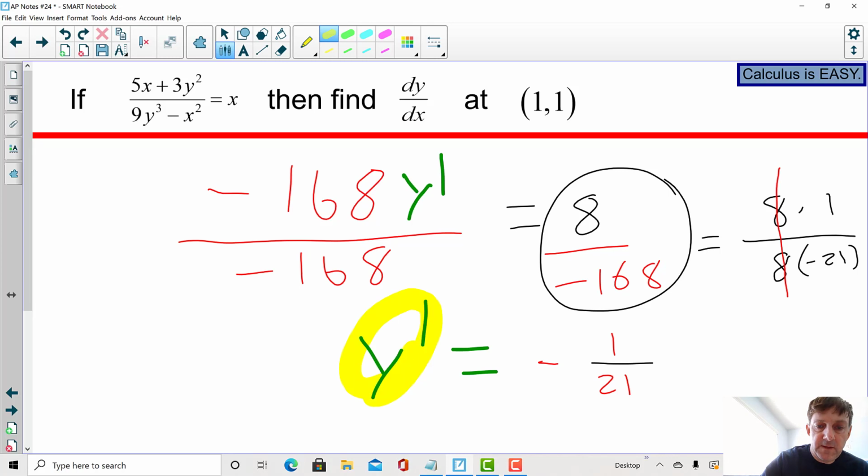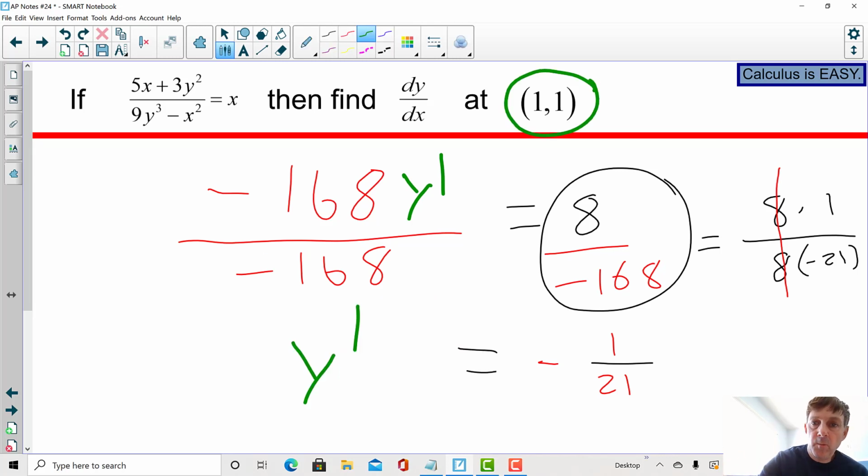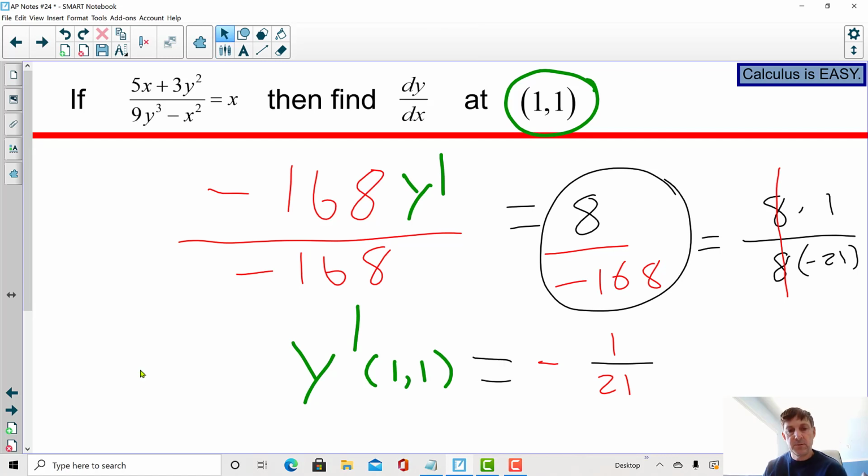Now right here, this is not the best notation, so let's try to fix that. Because we plugged in the 1, 1, we really should write that this is y prime of 1, comma 1. Especially if this was a free response question. And that's it.